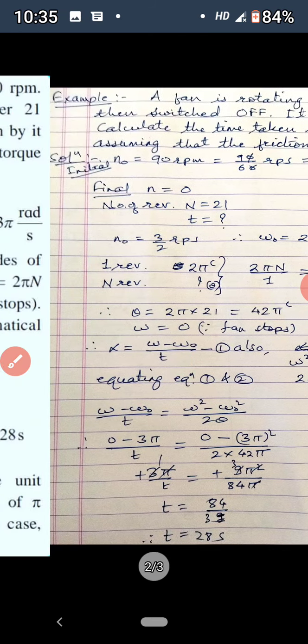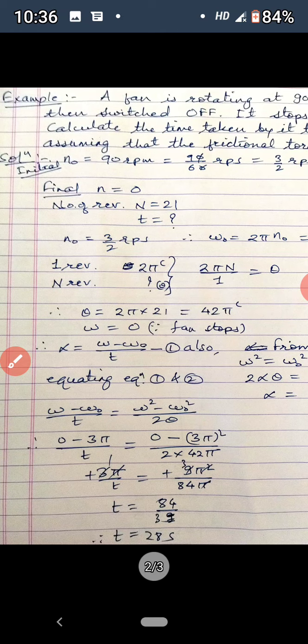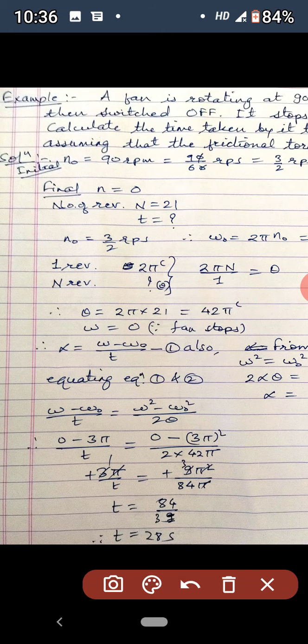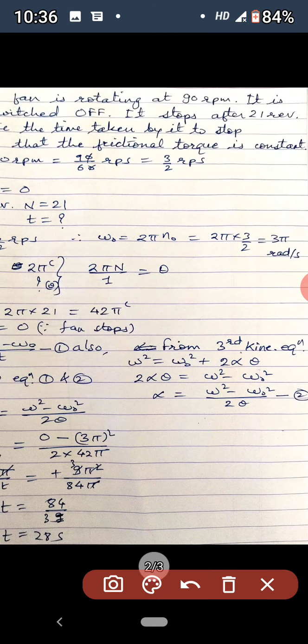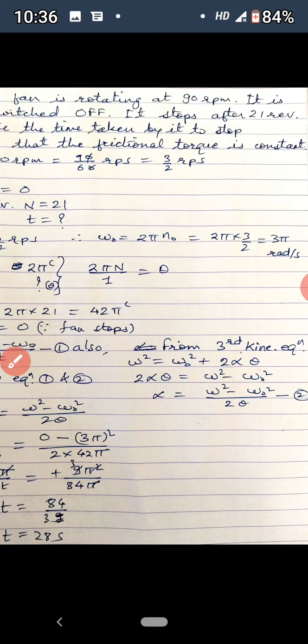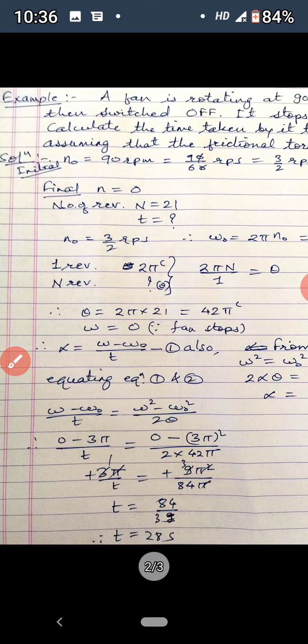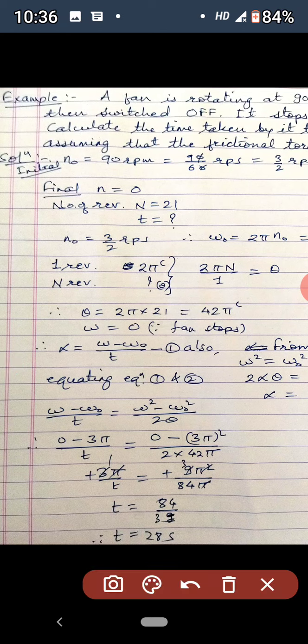First of all, we have converted this frequency in rps as 3 by 2 hertz. So therefore the original value of angular speed omega 0 equals 2 pi n0, which is 2 pi into 3 by 2, becomes 3 pi radian per second. So initial angular speed omega 0 is 3 pi radian per second. After that, the fan stops. So final angular speed omega is 0 because the fan stops.